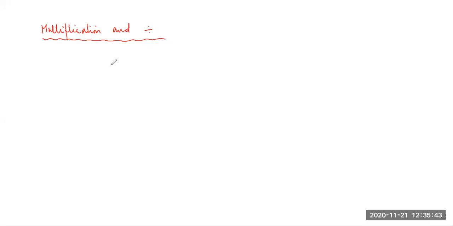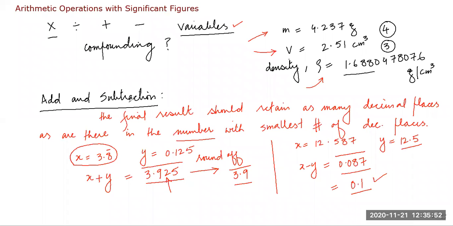Yes, students, now we will discuss multiplication and division. The difference between the rule in addition and subtraction and multiplication and division is, students, very simple. Here we are concentrating on the decimal places, meaning the final result should retain as many decimal places as there are in the number with the smallest number of decimal places. Just replace decimal places with significant digits, and you will get the rule for multiplication and division.